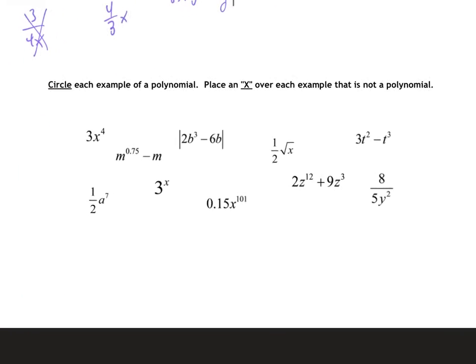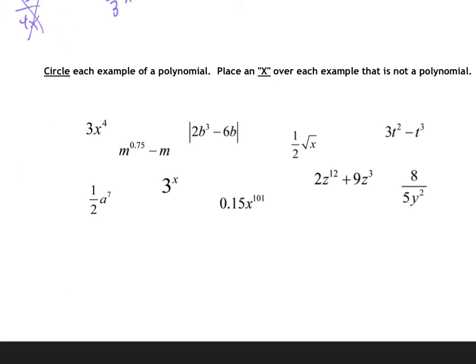All right, so let's look at this. Let's circle each example of a polynomial and place an x over each example that is not. Let's just cross them out. So this one's good. I'll just go across. 0.75 as an exponent, that is no good. If I go down here, this one's good because it's just a number in the bottom. X is an exponent. That's not good because it's not a positive whole number.